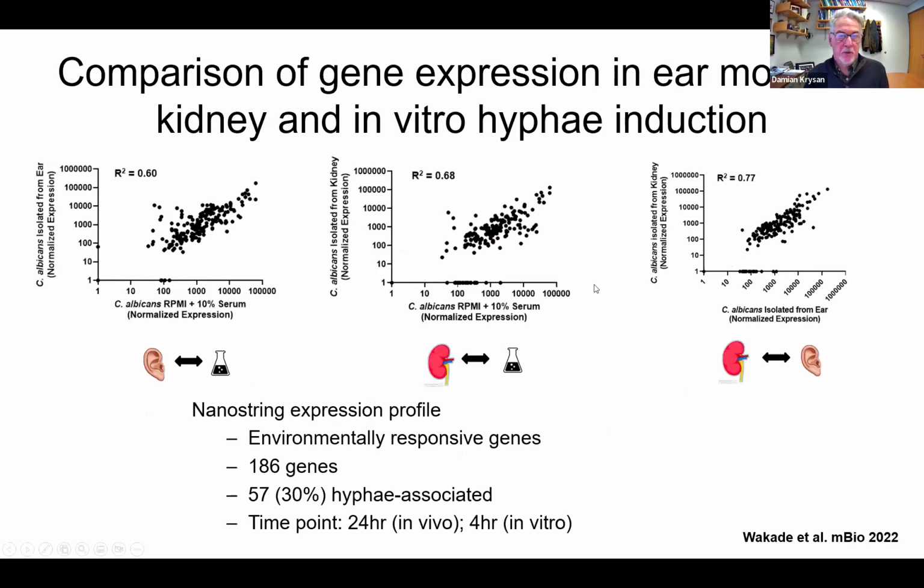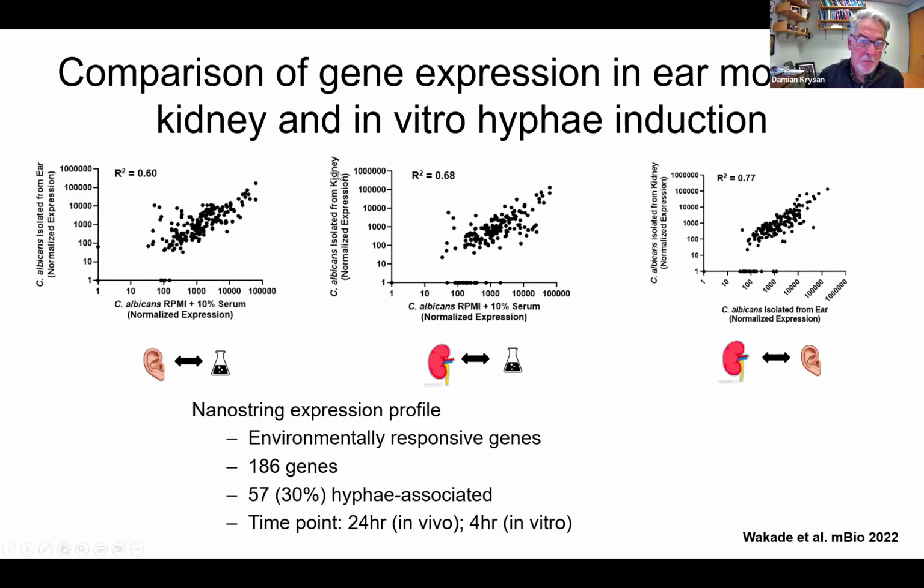We also looked at, we're using NanoString for these assays, and we compared the total expression profile using 186 genes, which are environmentally responsive as well as hypha-associated. And if we compare expression in vivo in the ear to that of the RPMI plus serum, we get a reasonable correlation between in vivo and in vitro. Clearly, there are differences in extent for many of these genes, and the correlation is pretty good.